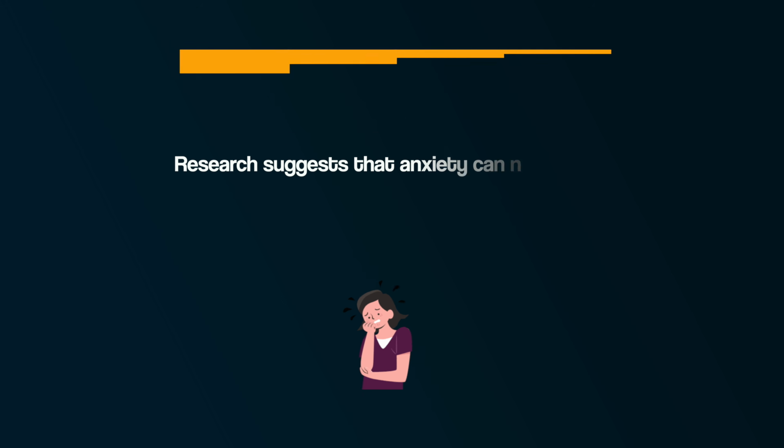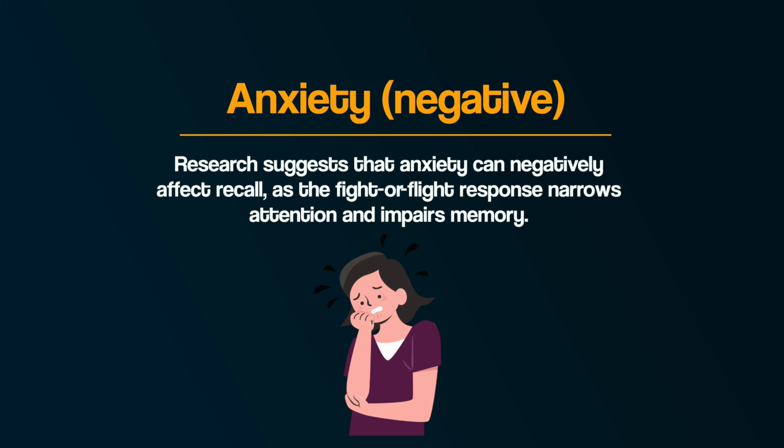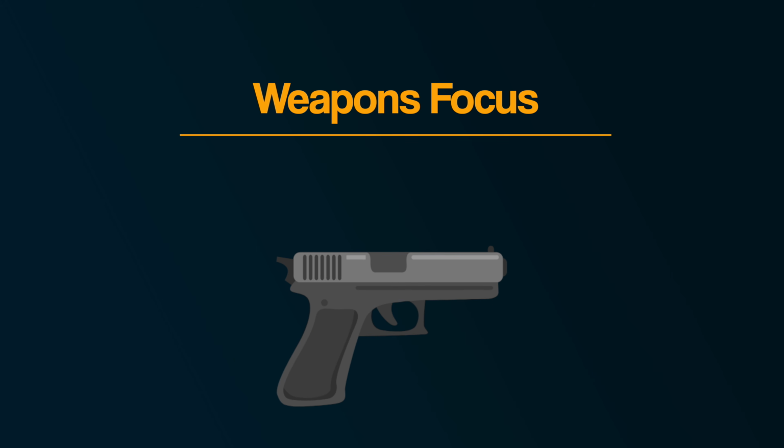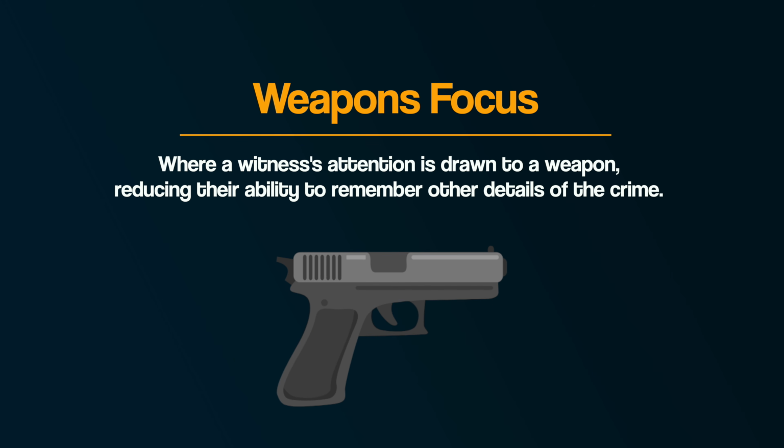Another factor that is thought to influence the accuracy of eyewitness testimony is anxiety. Research suggests that anxiety can negatively affect recall as the fight or flight response narrows attention and impairs memory. This is evident in the phenomenon of weapon focus, where a witness's attention is drawn to a weapon, reducing their ability to remember other details of the crime.